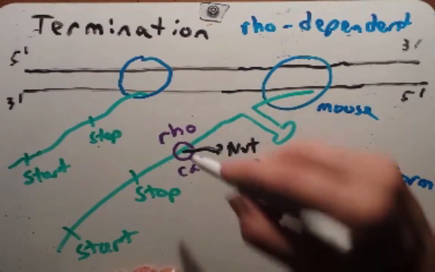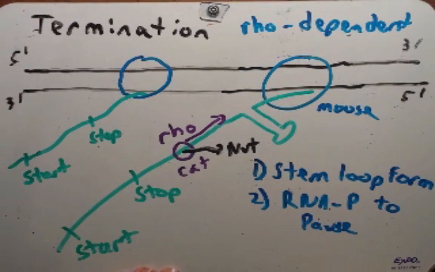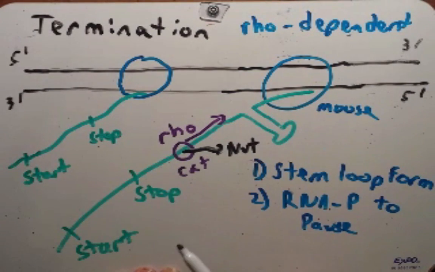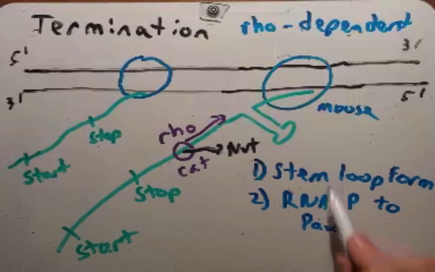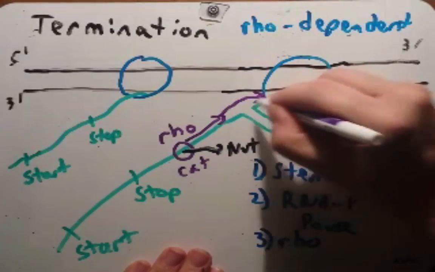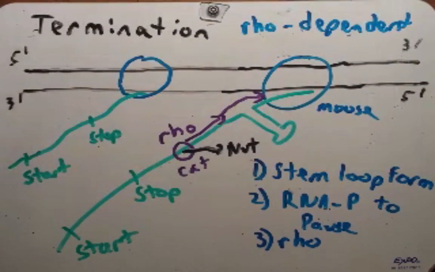When it binds, the rho factor moves in this direction of the RNA, in a way chasing the RNA polymerase. However, it can never catch up to it. However, when this pause occurs, because of the stem loop and the RNA polymerase pauses, rho can catch up. And as rho catches up, one of the proteins in it, so rho isn't a single protein, it's this collection of proteins together that function as this rho enzyme.